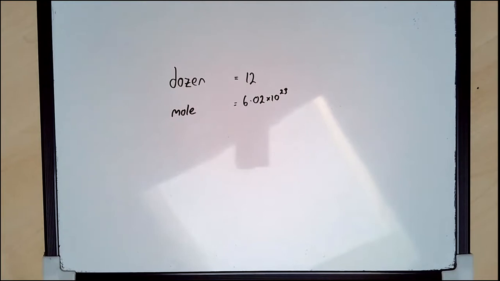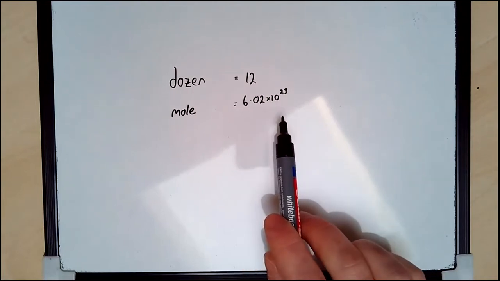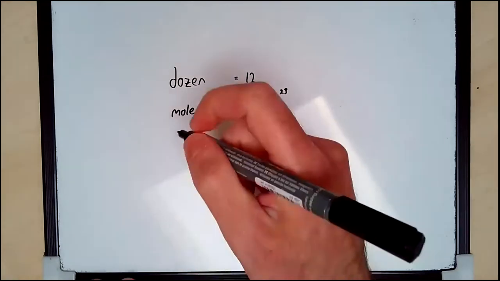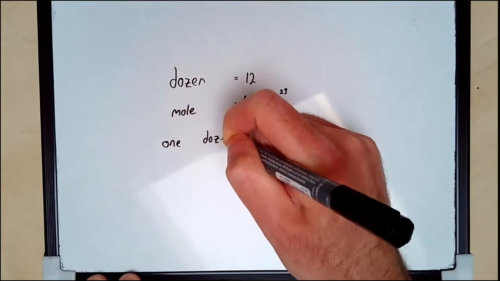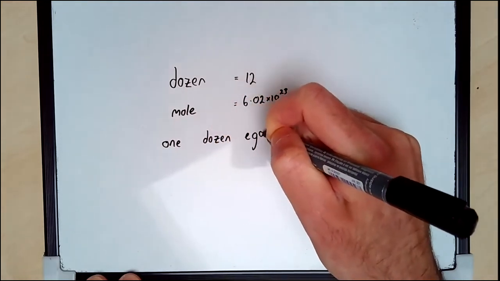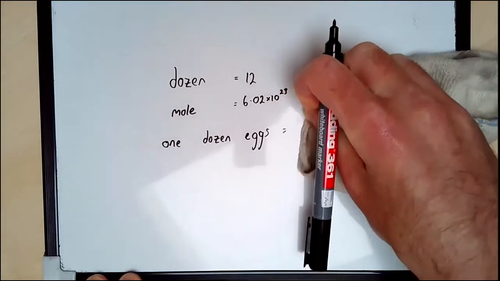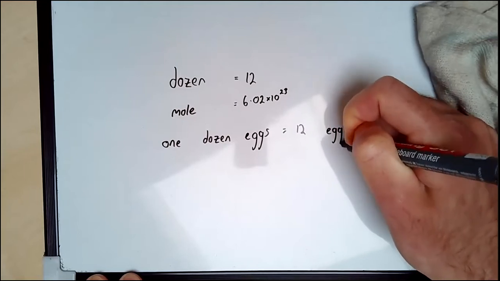Now, like I said, I'm not going to fully explain to you where that number comes from. I will do that in our next video. For the minute, all we need to be able to do is to use this number. One mole of anything means you've got that many things. So one dozen eggs equals 12 eggs.